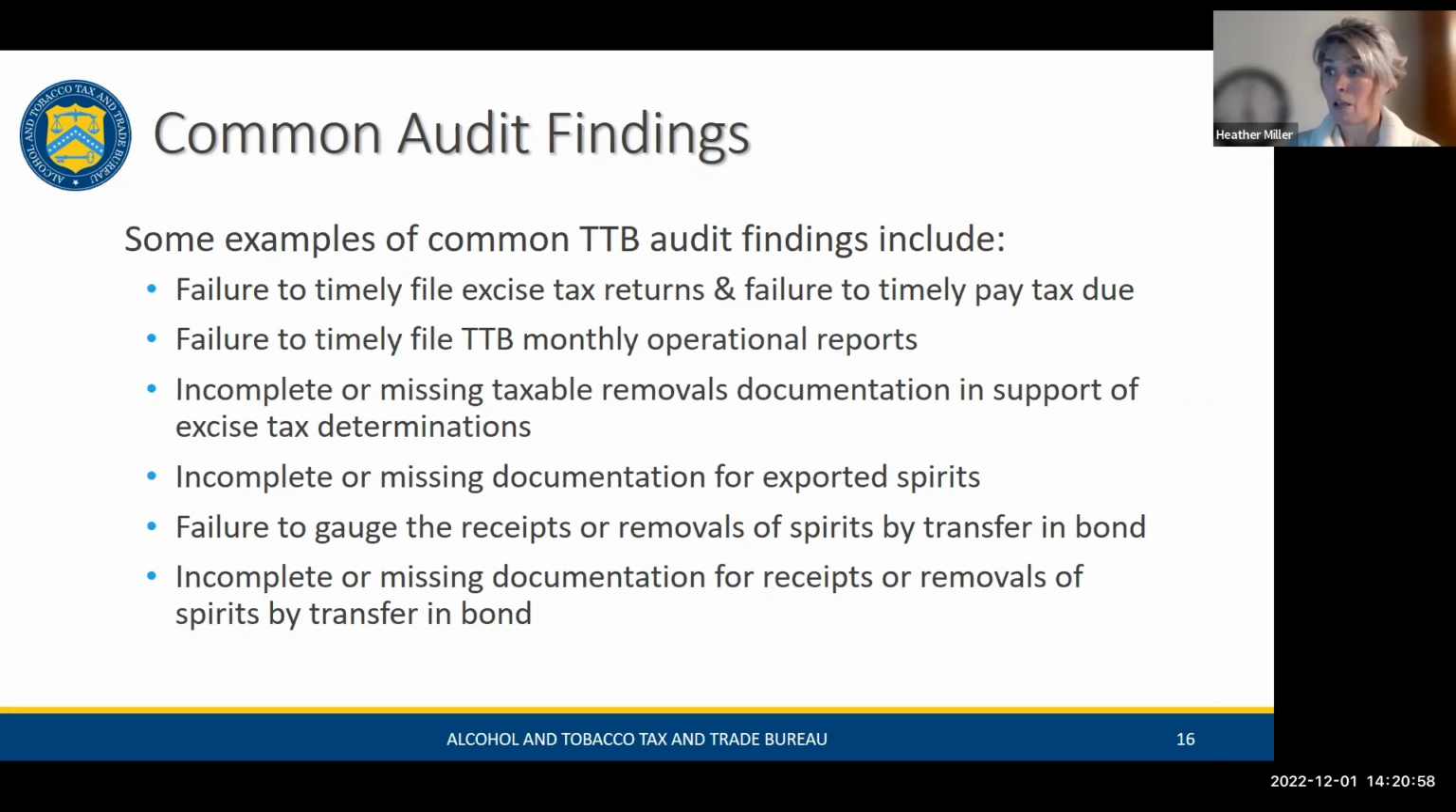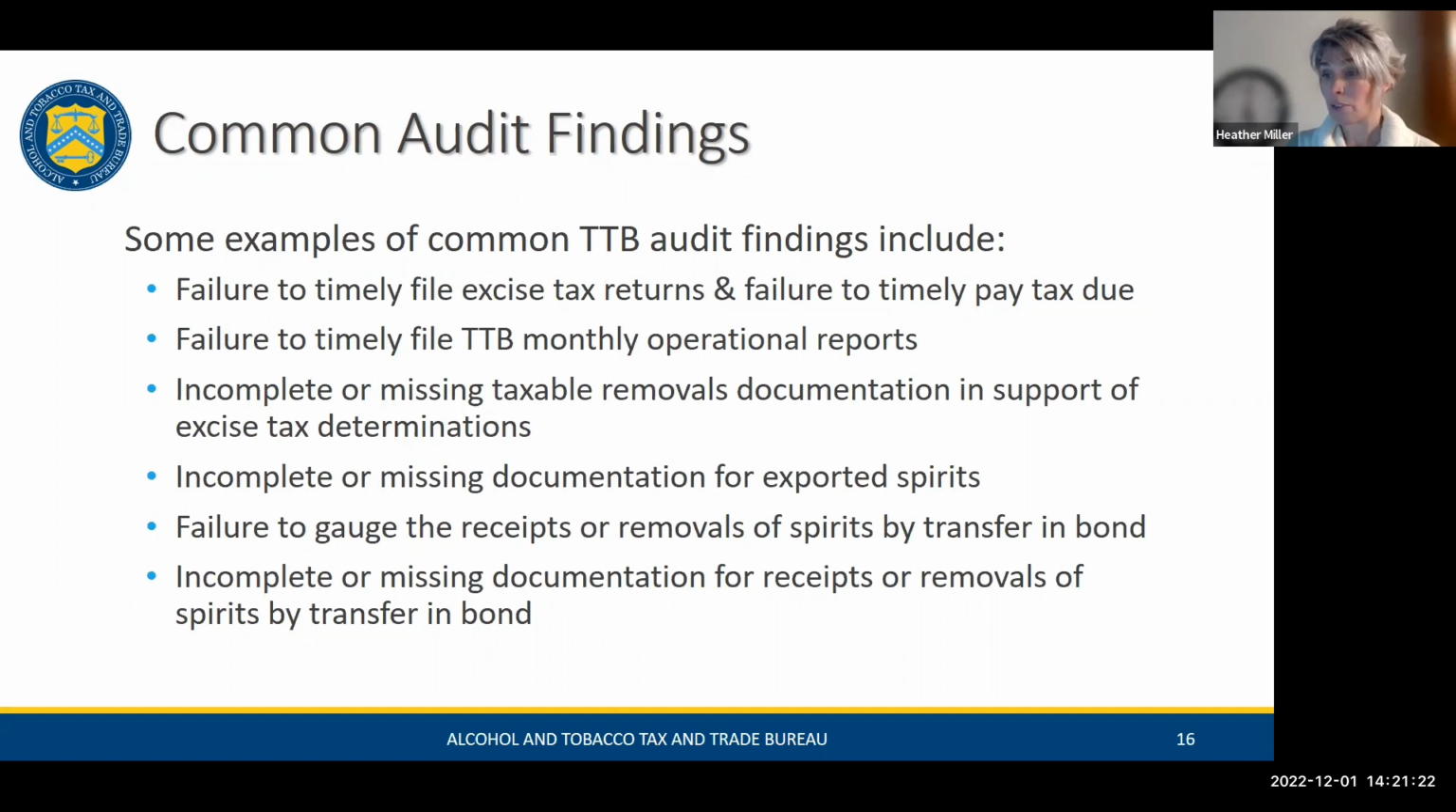At a minimum, the documentation should include a serially numbered invoice or shipping document, including the ship's date, along with the product description and item number, the proof gallons removed and effective tax rate utilized, and the name of the customer and their address who received the product. 4, having incomplete or missing documentation for exported spirits.